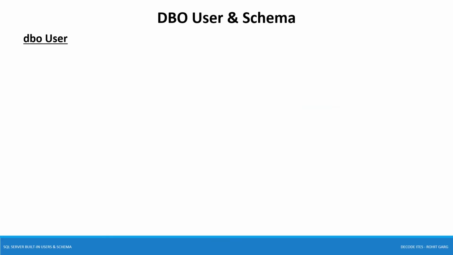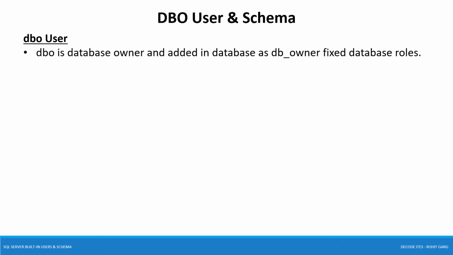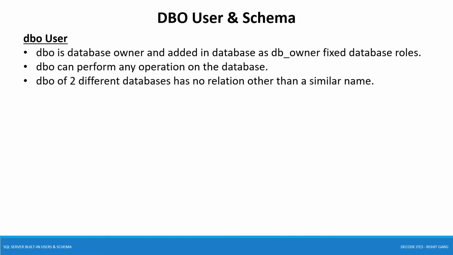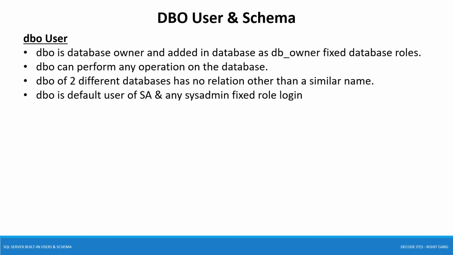Let's start with SQL Server built-in users and schemas. First is DBO, the DBO user. DBO is the database owner and is added in the database as the db_owner fixed database role. DBO can perform any operation on the database because it is the owner of the database. DBO of two different databases has no relation other than a similar name. DBO is the default user of SA and any sysadmin fixed server role login.